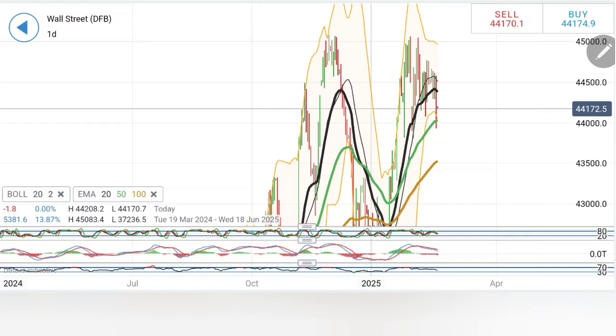Expect 44,240, 300, 350, 400. Once it trades above 44,400, it might try to turn bullish all the way towards 44,500 and 600. And beyond that, sky is the limit, though I do not expect this to happen.